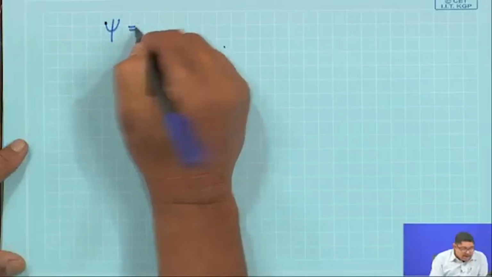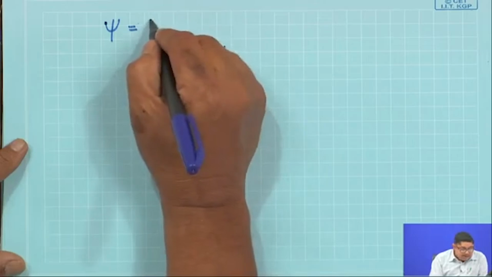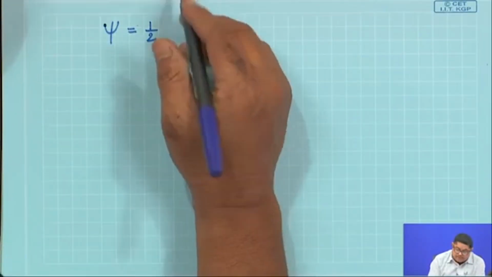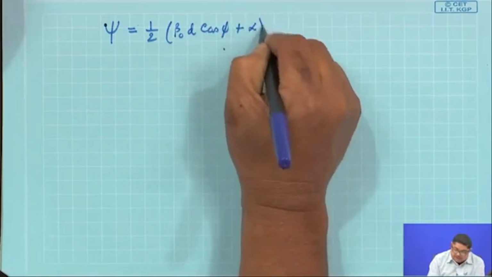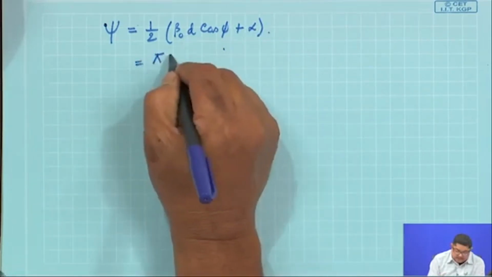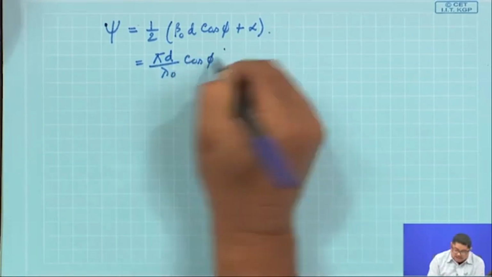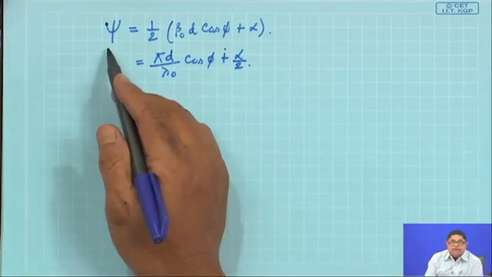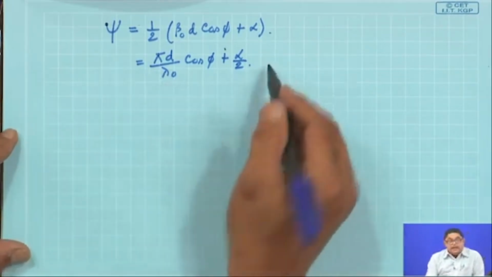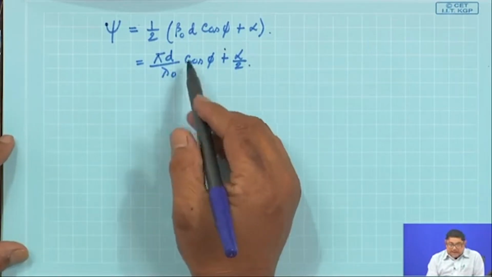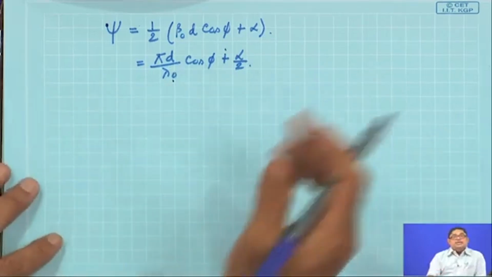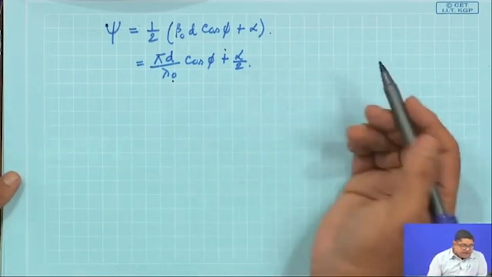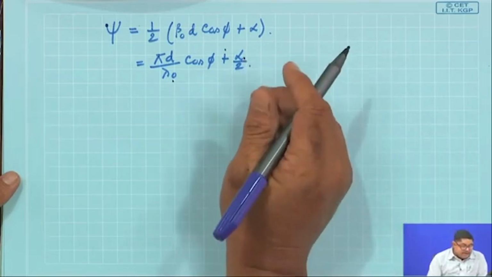So, let me again rewrite the argument of the array factor, that means this angle psi. What was angle psi here? I can write psi as half beta naught d cos phi plus alpha. By putting the beta naught value, I can write pi d by lambda naught cos phi plus alpha by 2. So, you see what this psi is? This variable psi is a function of the electrical separation distance of two antennas, d by lambda naught, and also a function of alpha, which I already explained as the progressive phase shift.